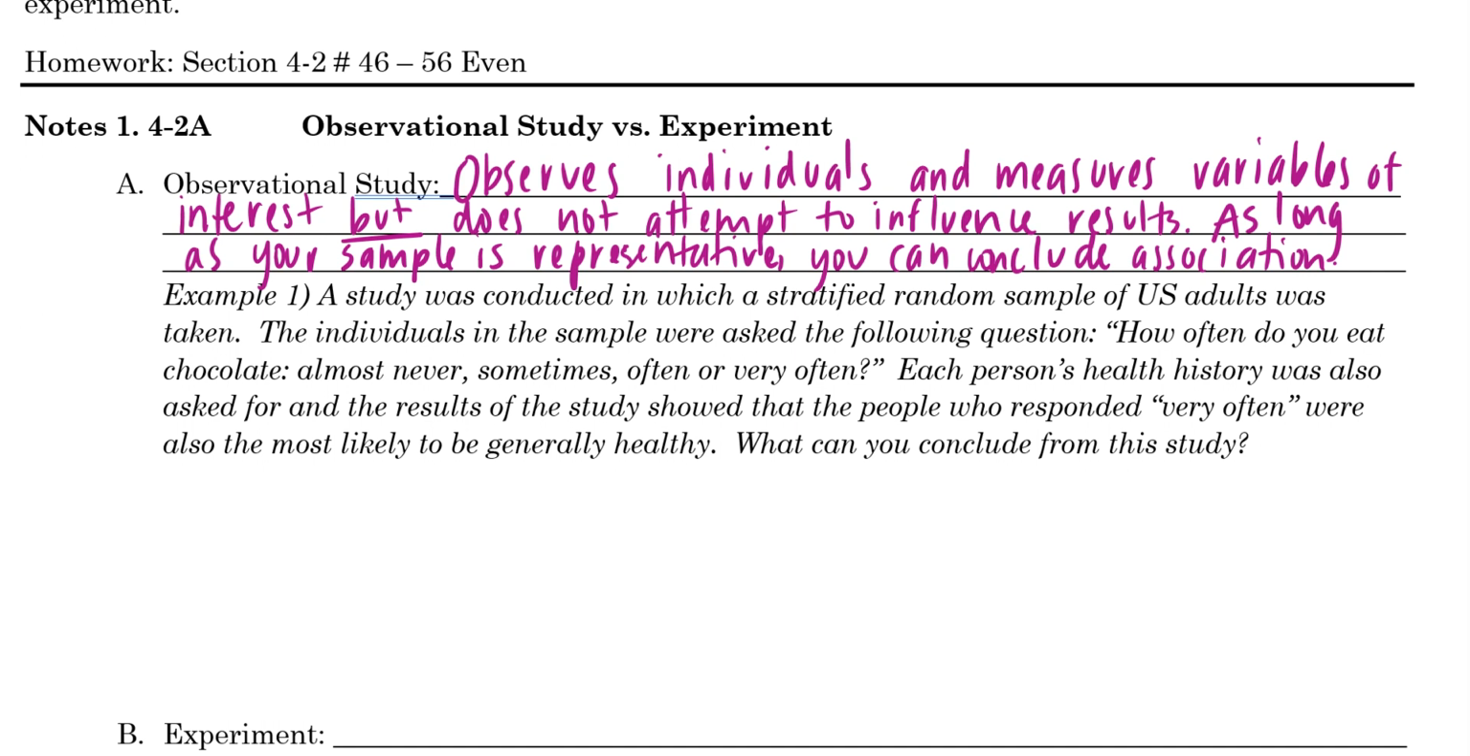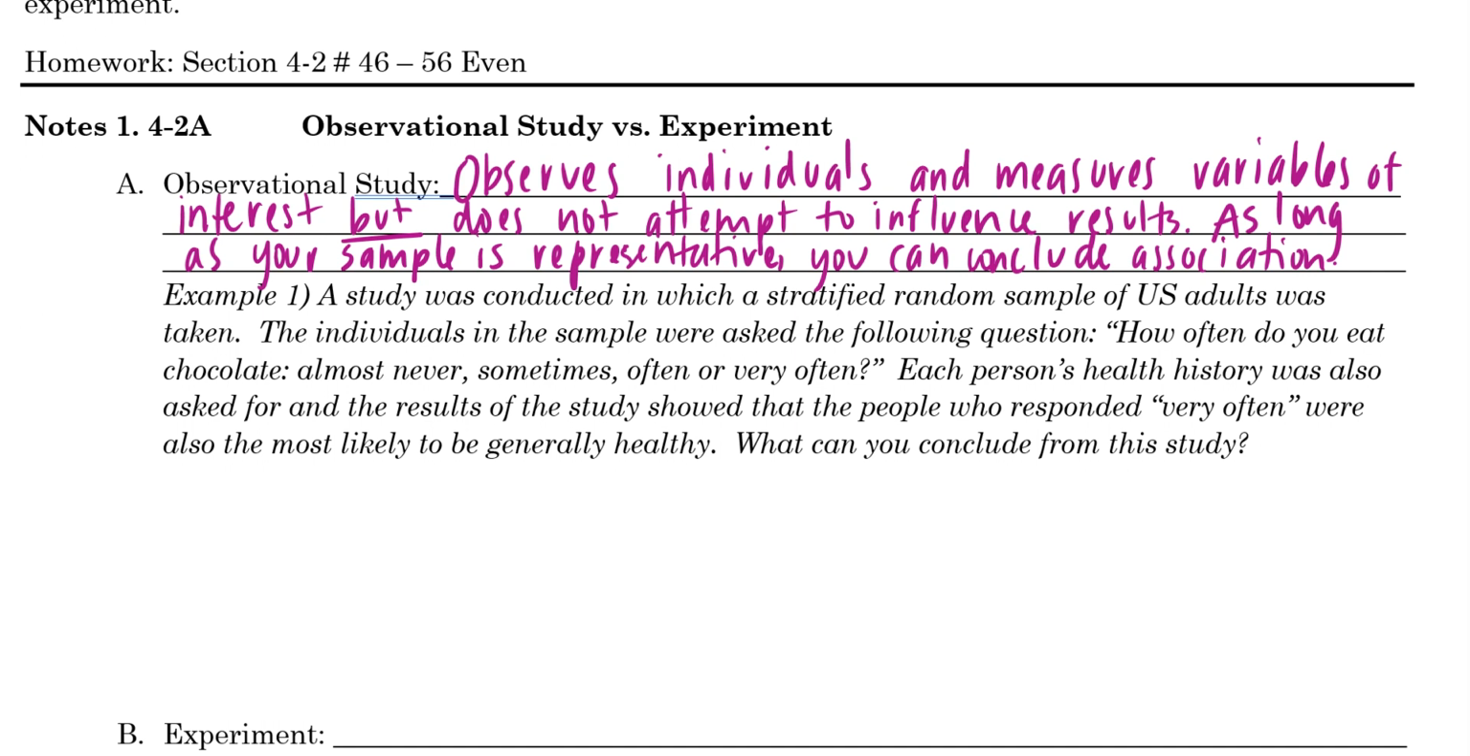Okay. So the temptation here is to say, okay, well, they asked people how much they ate chocolate. The group that ate chocolate very often was also the most healthy. And so your temptation after reading the study is to be like, okay, well, eating chocolate makes you healthy, causes you to be healthy. And as we learned in the last chapter, that's not necessarily true. Causation and correlation are not the same thing. Just because there's correlation does not mean there's causation. So here's what you can conclude.